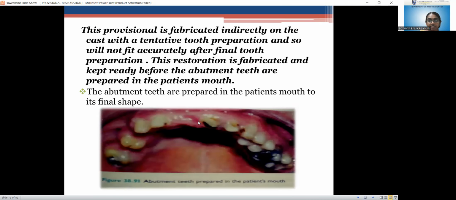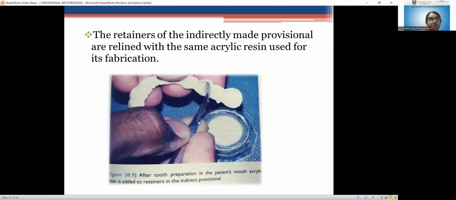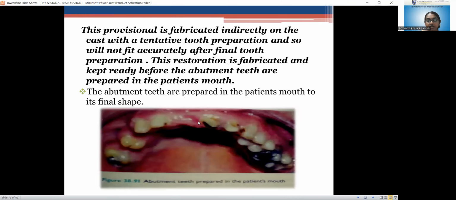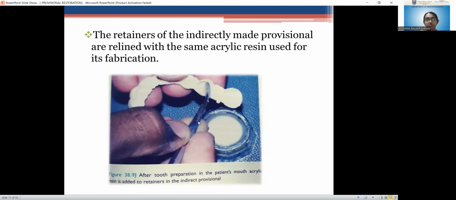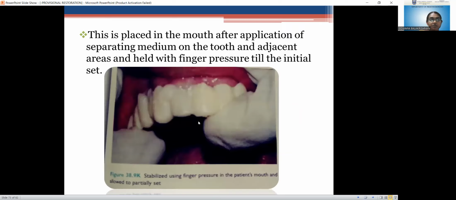Then we have to recall the patient, and all the abutment teeth are prepared inside the patient's mouth to their final shape. Then after the preparation, for making the provisionals, we have to reline the already fabricated temporary. The provisional material to be relined should be filled inside this provisional restoration, which is already fabricated. So after the tooth preparation in the patient's mouth, acrylic resin is added to the retainers in the indirect provisionals. This is then placed in the mouth after application of the separating medium on adjacent areas, and held with finger pressure till the initial set.